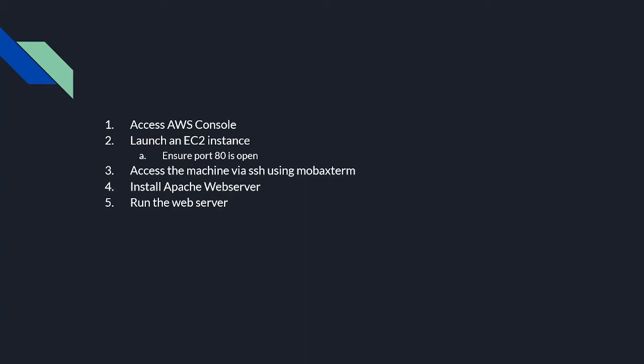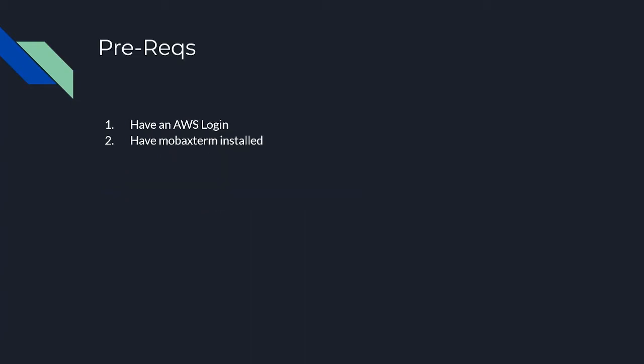After we do this, we're going to access our machine using SSH, and we'll talk more about that in a bit. After that, we'll gain access to the machine, and we're going to install the Apache web server. Then we're going to make sure that it's running. Before we proceed, just make sure you have an AWS account already, and you have MobaXterm installed. If you do not have these two things set up already, I recommend right now to go get that set up. Now let's get started.